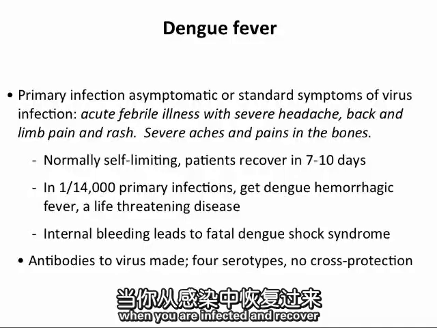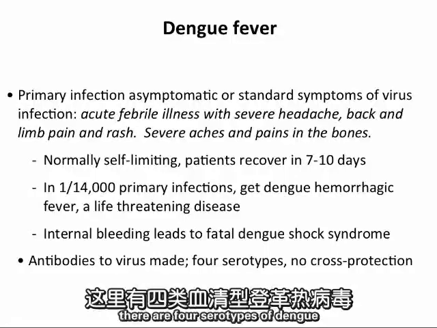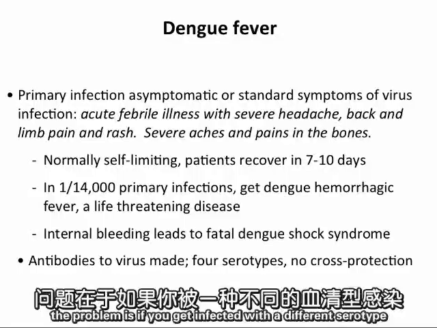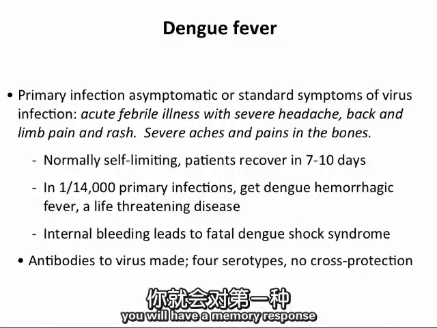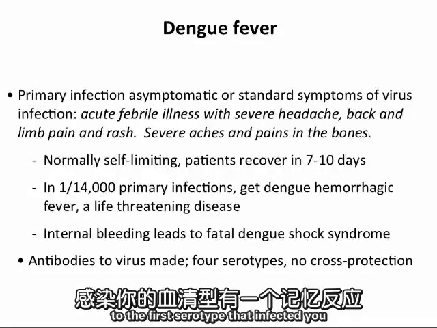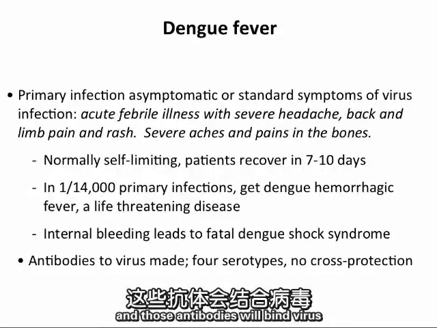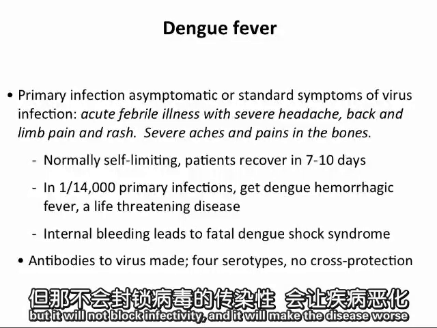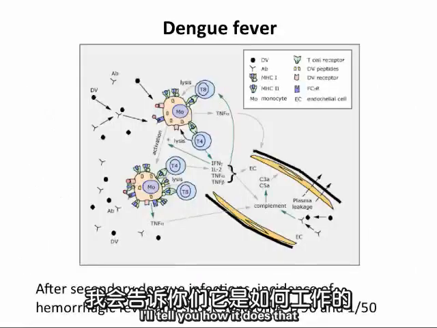When you are infected and recover, you make antibodies to the virus. There are 4 serotypes of dengue. The problem is, if you get infected with a different serotype, you will have a memory response to the first serotype that infected you, and those antibodies will bind virus, but will not block infectivity, and it will make the disease worse. I'll tell you how it does that.